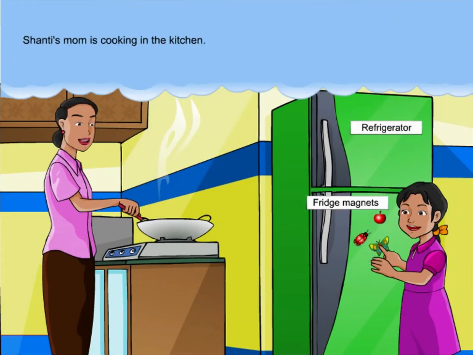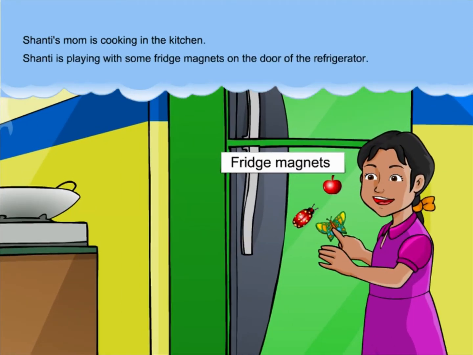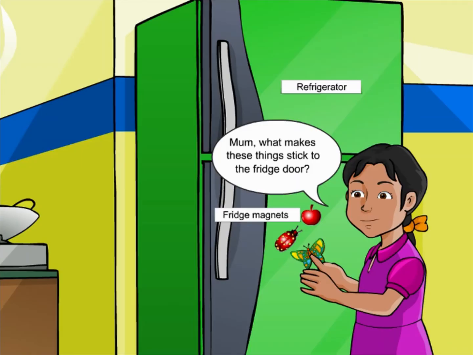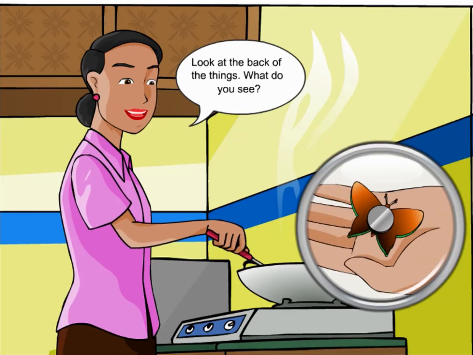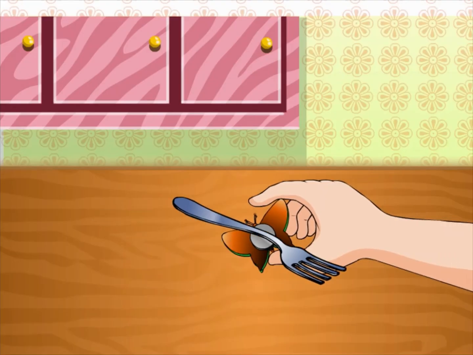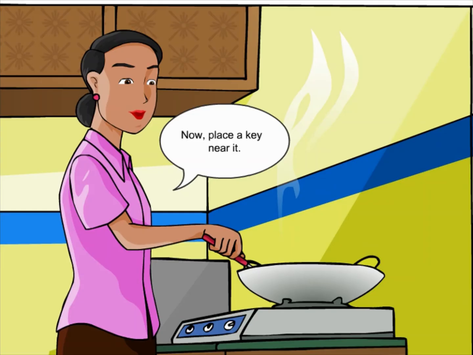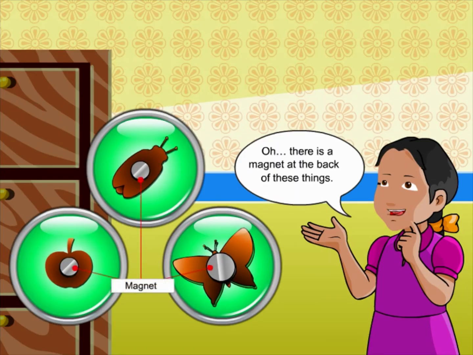Magnetic and non-magnetic materials. Shanti's mom is cooking in the kitchen. Shanti is playing with some fridge magnets on the door of the refrigerator. Mom, what makes these things stick to the fridge door? Look at the back of the things. What do you see? Try to place a fork near it. Now place a key near it. Oh, there is a magnet at the back of these things.